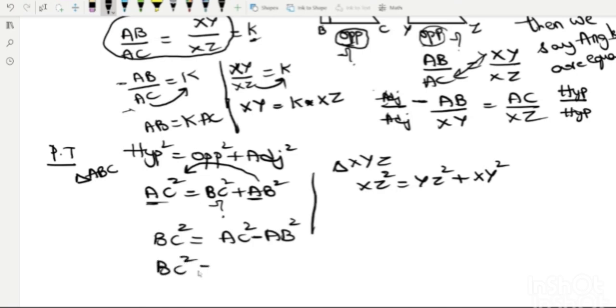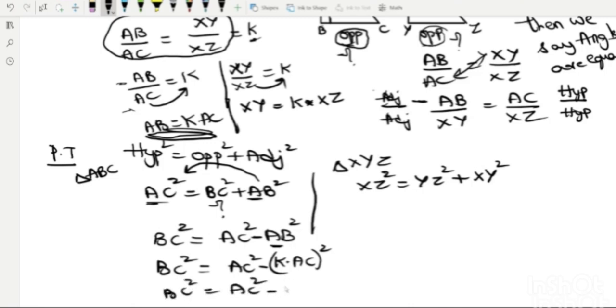Here you can see clearly BC square equals AC square minus, we know that the value of AB is K into AC, whole square. I have substituted the value here. Now you can see BC square equals AC square minus K square AC square, for the two terms here, one for the K and the other for the AC square.